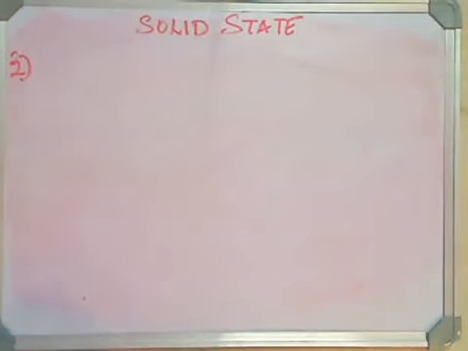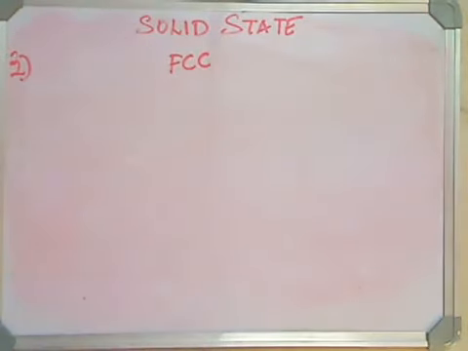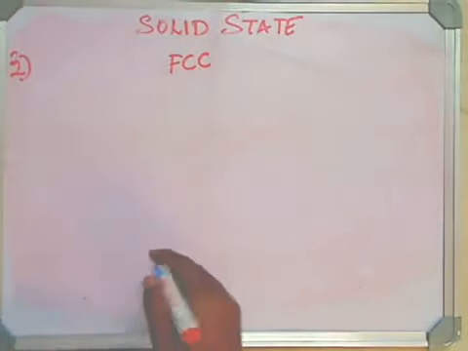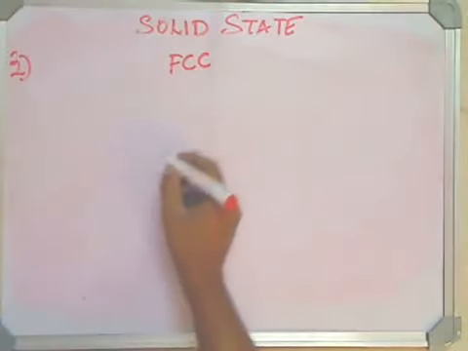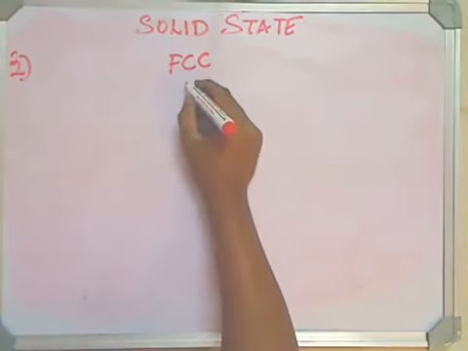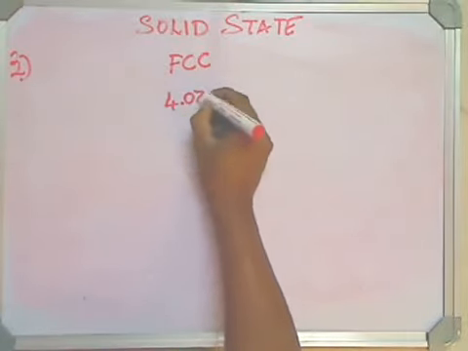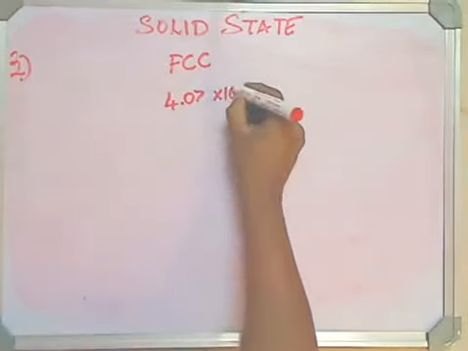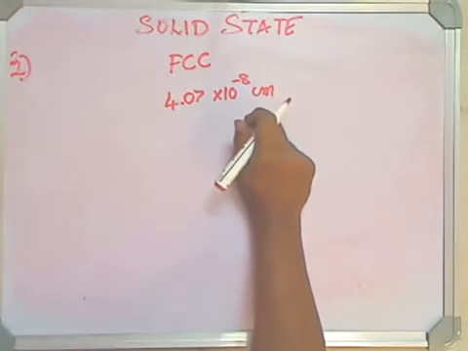I'll quickly read out the question in the second problem. Silver crystallizes in a FCC lattice, if the edge length of the cell is 4.07 multiplied by 10 to the power of minus 8 centimeter. So the edge length here has been given as 4.07 multiplied by 10 to the power of minus 8 centimeter. Now this is a really small number, okay?